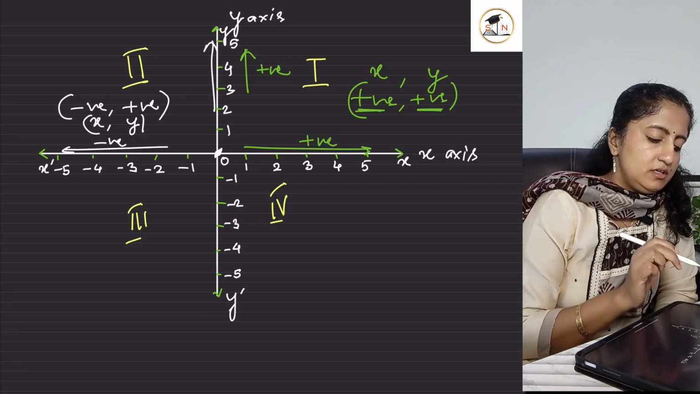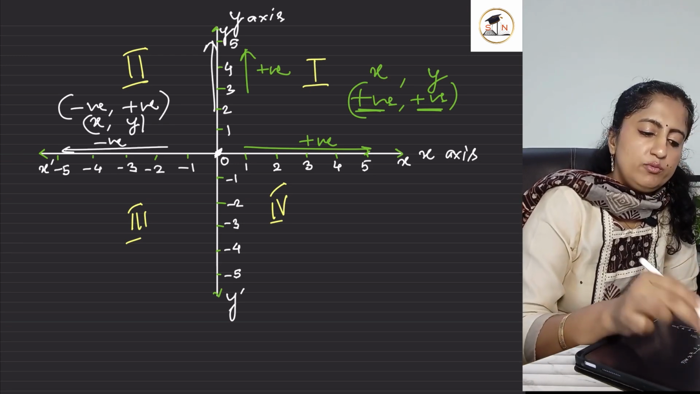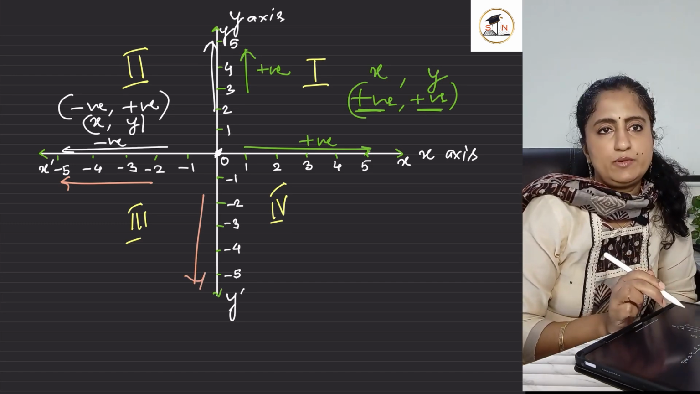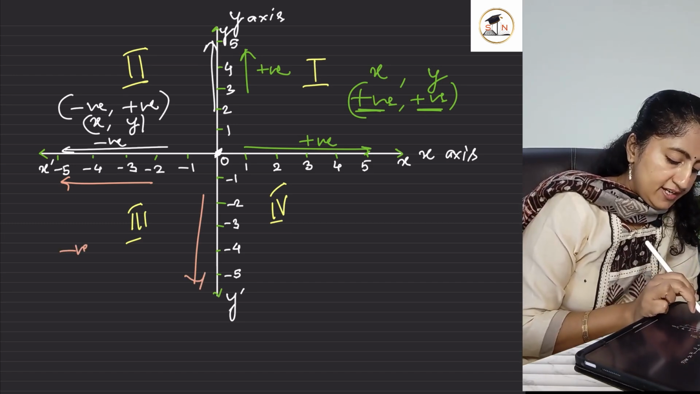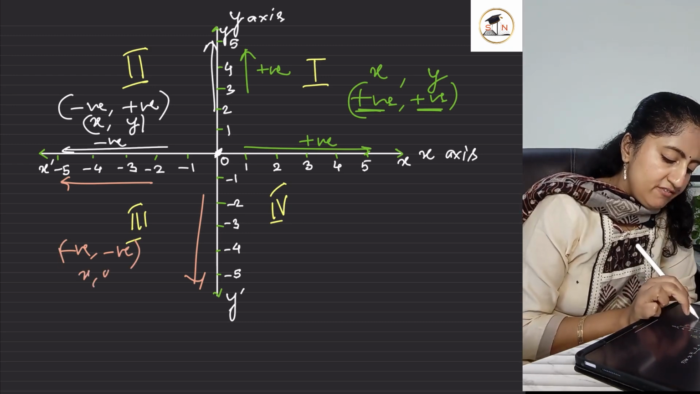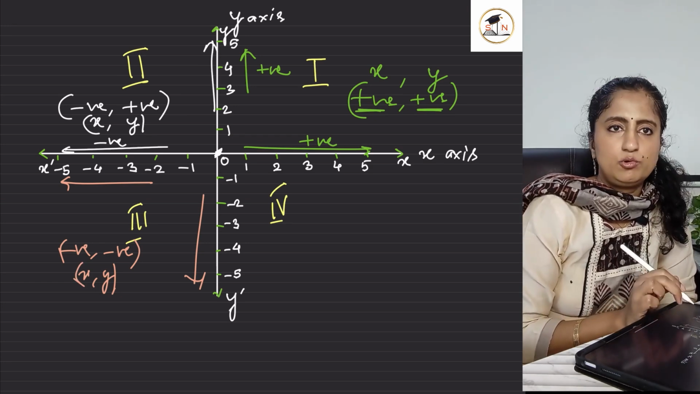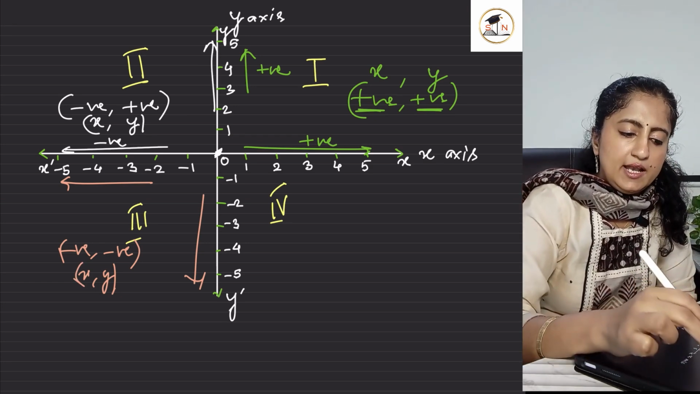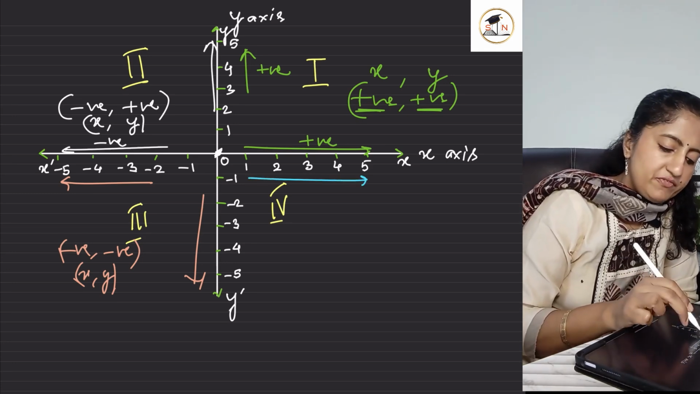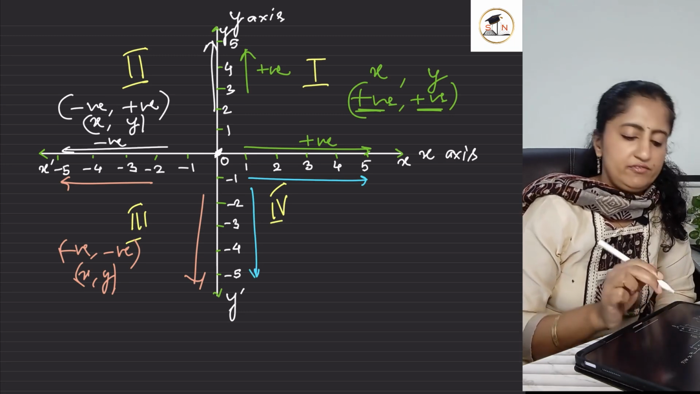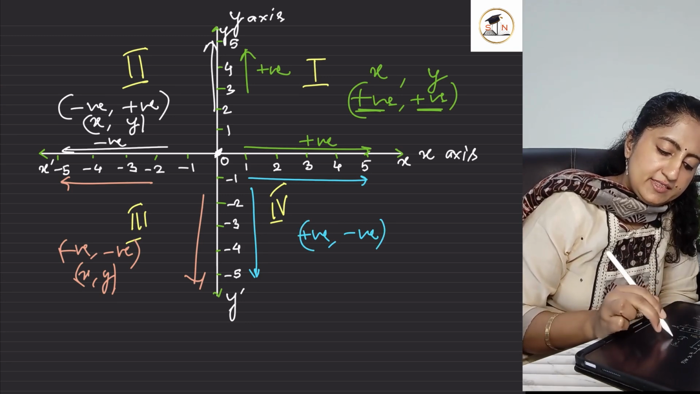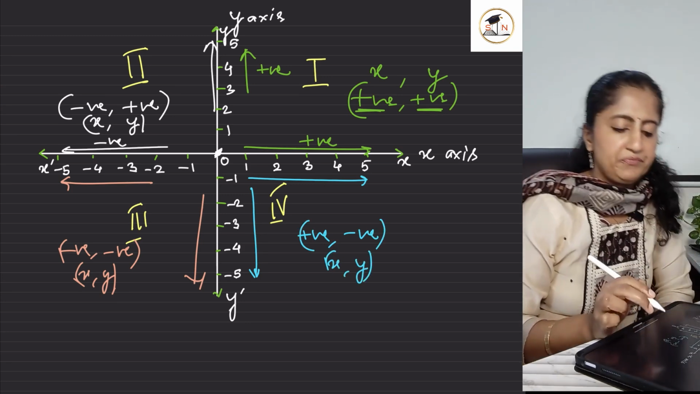Now, moving on with the third quadrant. In the third quadrant, we can see X is again negative and Y is negative as well, right? So what do we have? Negative, negative. This is what we get. So both X and Y are negative in the third quadrant, right? Now moving on with the last one, that is the fourth quadrant. So X is positive, Y is negative, right? What do we get? Positive, comma, negative. This is X and Y.